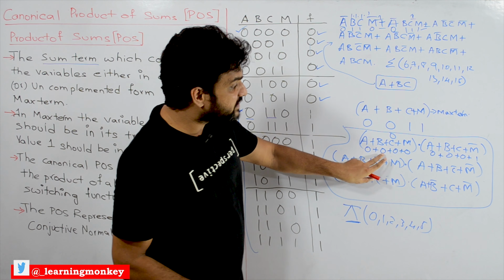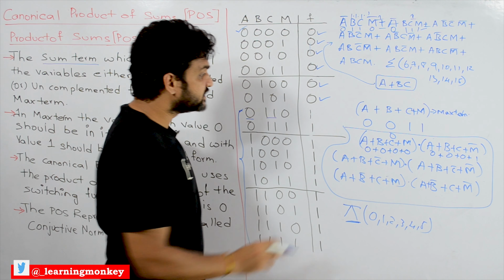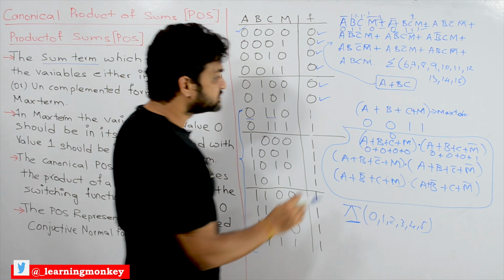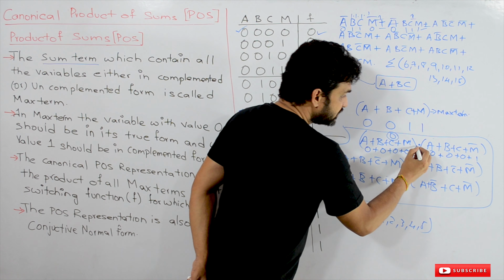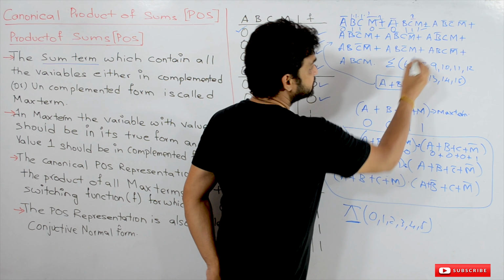Similarly, in order to generate a 0, if any one of the terms is producing an output of 0, then that one 0 is sufficient to produce a 0 in an AND gate. In order to produce a 1 in an AND gate, we should have all the inputs to be 1. If any one of the inputs is 0, it is going to produce an output of 0. That is the reason why we are using product of sums here and sum of products here.